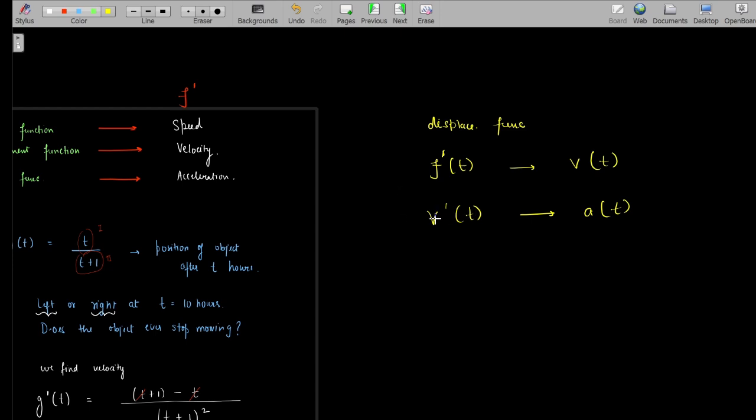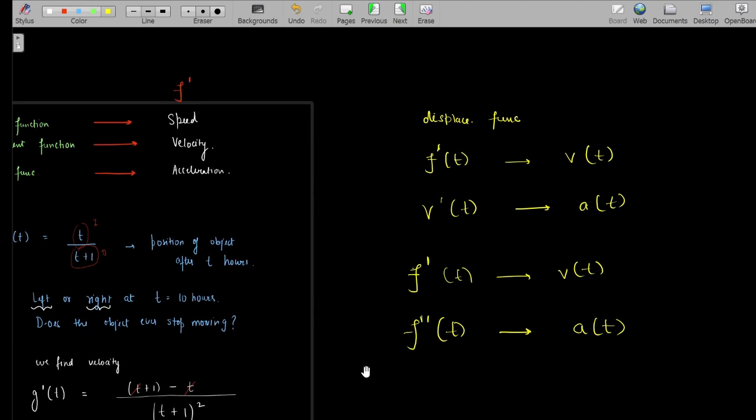So this just means that you can differentiate the displacement function two times. You first differentiate it one time, you'll get the velocity function, and if you differentiate it two times, then you will get the acceleration function. This is where we can use the application of higher order derivatives. So let me take a problem.